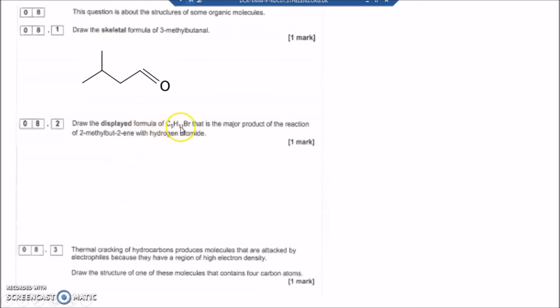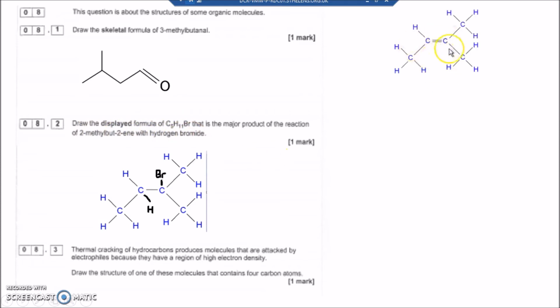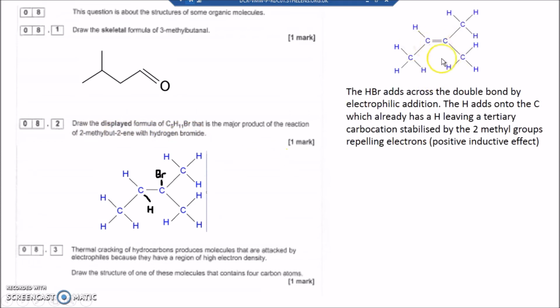Draw the displayed formula C5H11Br. That's the major product of the reaction of 2-methyl-butene with hydrogen bromide. So to show this, we need to do the mechanism and show you what it looks like. So here, this is your 2-methyl-butene.